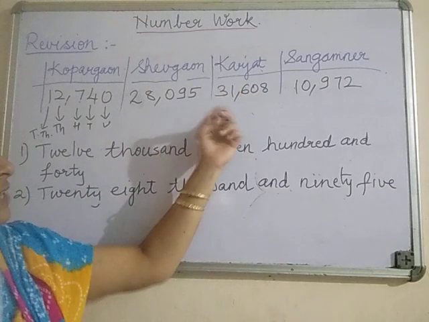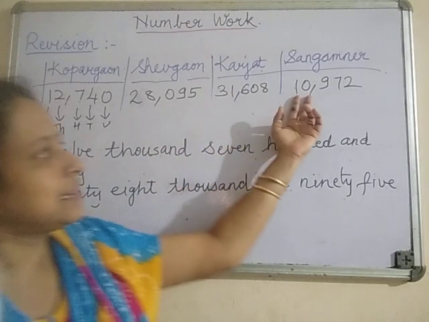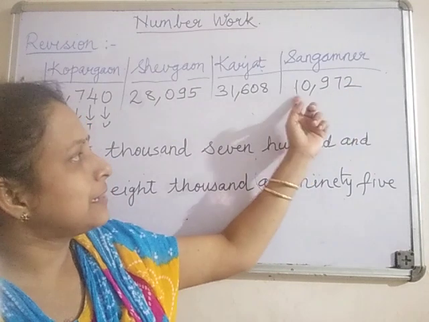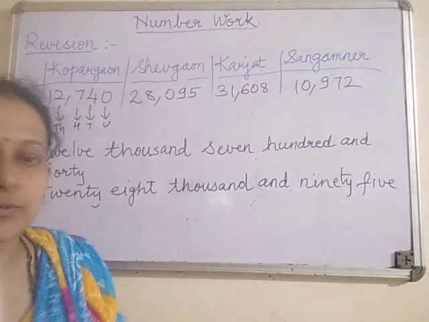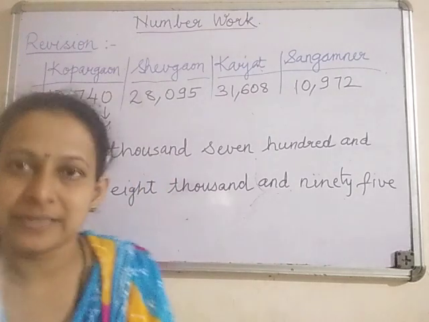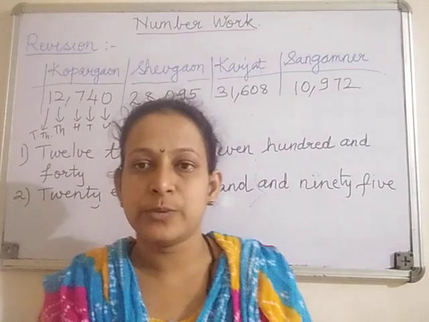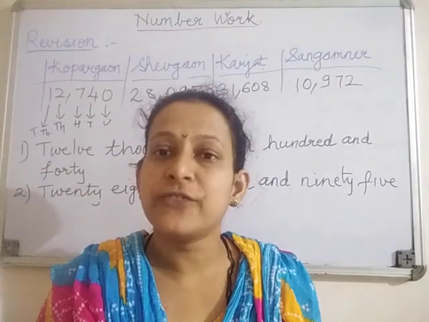31,608. Okay, 31,608. Where this is 10,972. 10,972. Okay, dear student. So this is the third question, and this is only revision what we are doing. Okay, next time we will start with the new next topic. Okay, now let's go for the fourth question.